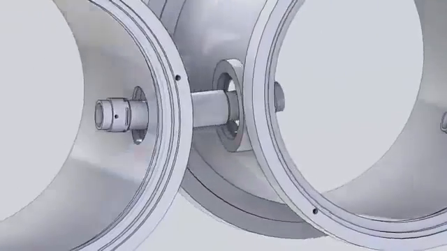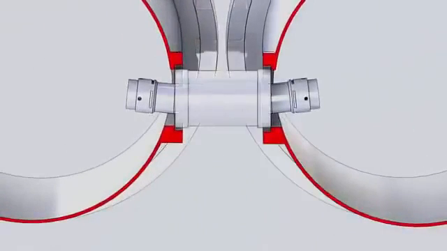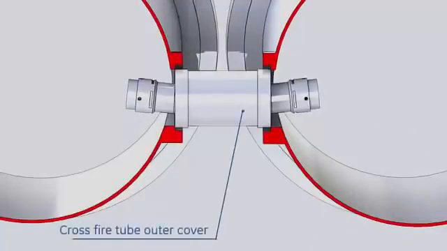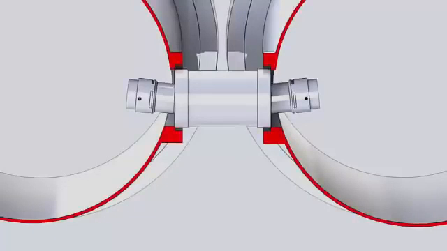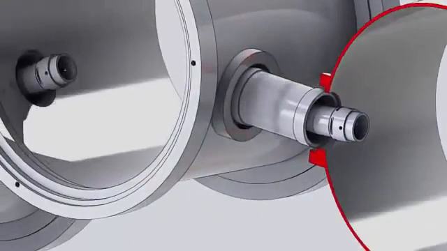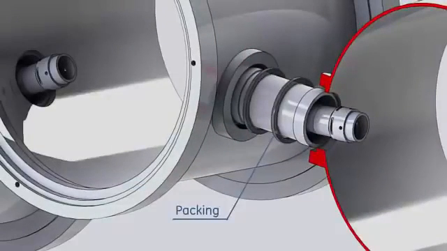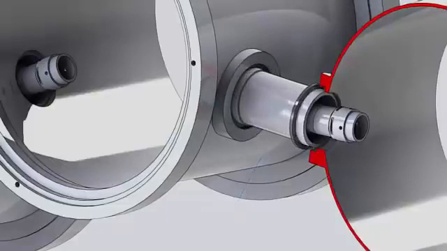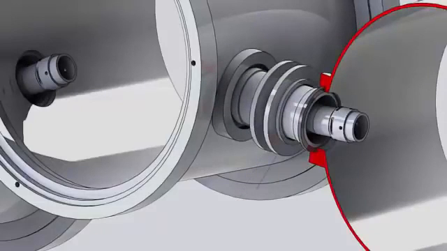All crossfire tubes are surrounded by crossfire outer tubes. These tubes connect the combustion chamber outer covers together. Packing is installed to minimize leakage and held by flanges on both sides of each tube.